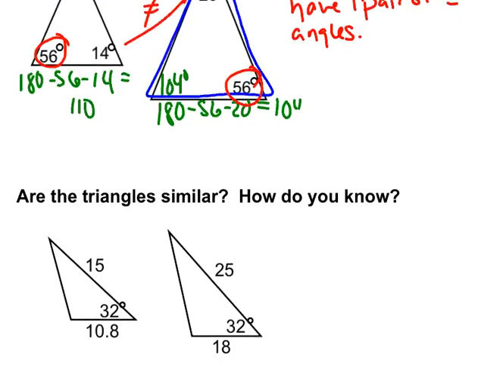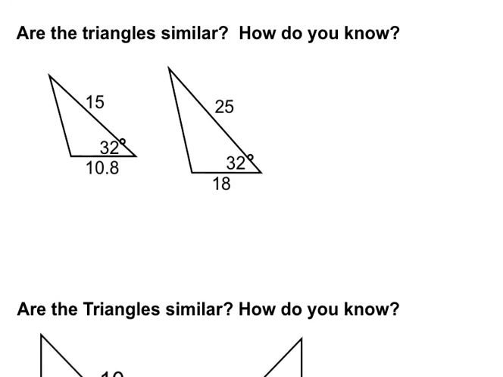Let's move on to the next one. It says, are the triangles similar? How do you know? We have one called side angle side similarity. What it means is that they have two sides that are proportional and the angles between them are congruent. So I always check the angle right off the bat. 32 and 32, hey, that part's good. Now I want to check the sides and see if the sides are proportional. So we can see how they're lined up.